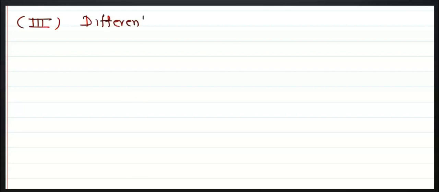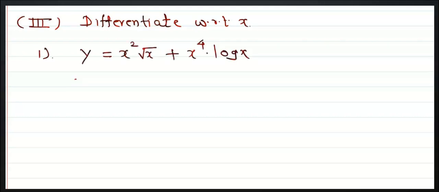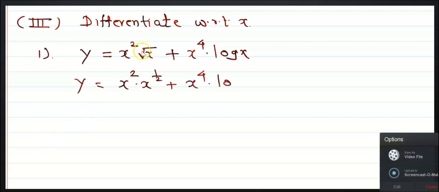Now next is third. Differentiate with respect to x. Y is equal to x square root x plus x raised to 4 into log of x. मग यामध्ये देताना इथे प्रॉडक्ट रूल अप्लाय करणार, मध्ये प्लस साइन ठेवणार, या दोघांमध्ये प्रॉडक्ट रूल आपण अप्लाय करणार.